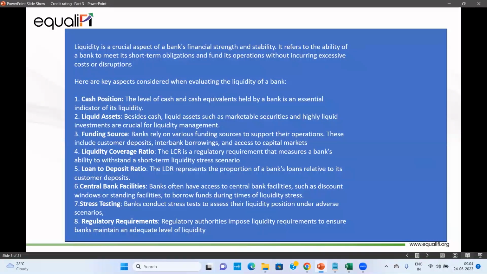Well, liquidity is a crucial aspect of the bank's financial strength and stability. It refers to the ability of a bank to meet its short-term obligations. So what we check in liquidity is the cash position and liquid assets. When we talk about cash position, it is not only cash but cash equivalents as well, right? It's an indicator of the liquidity.